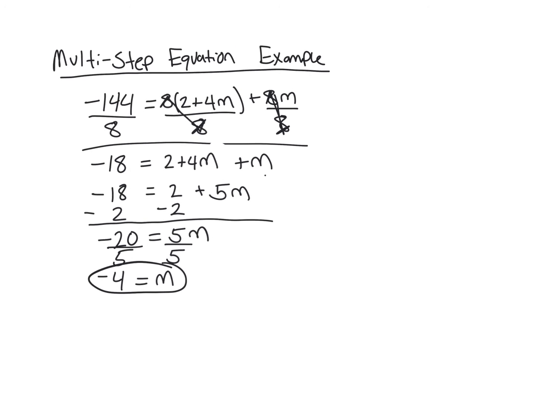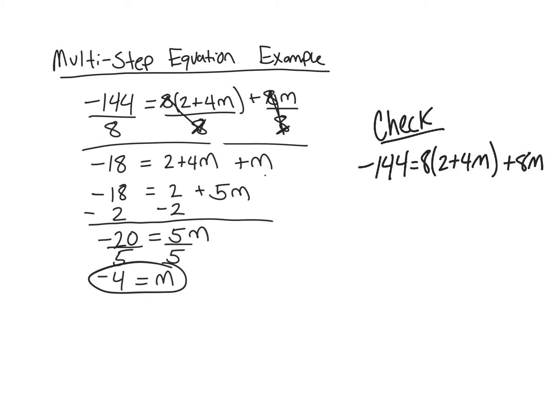Okay, now when we're doing an equation like this, we want to make sure that we do our check, because it would have been very easy to make a mistake somewhere with all of these steps. So we have -144 equals 8 times (2 plus 4m) plus 8m. So I simply am copying that original problem down. And now I'm going to replace the m with -4 because that's what I got for my solution.